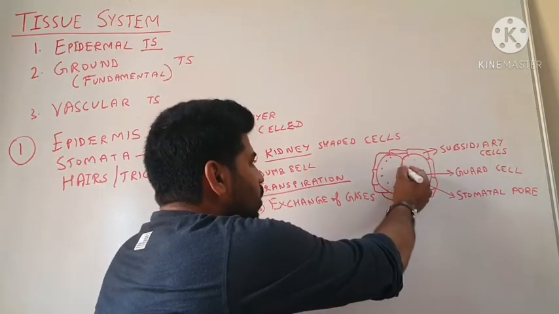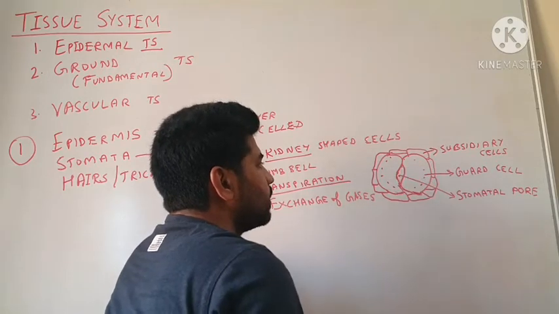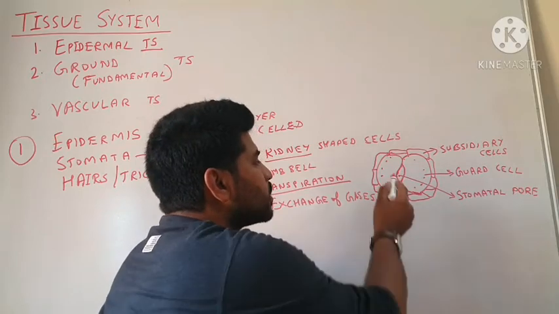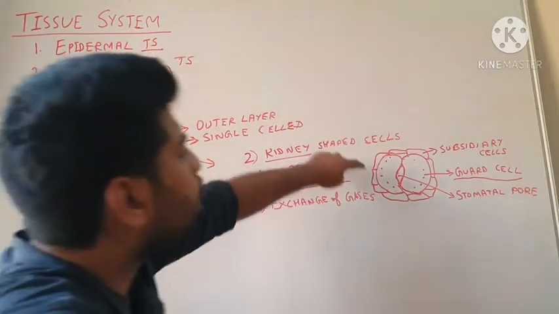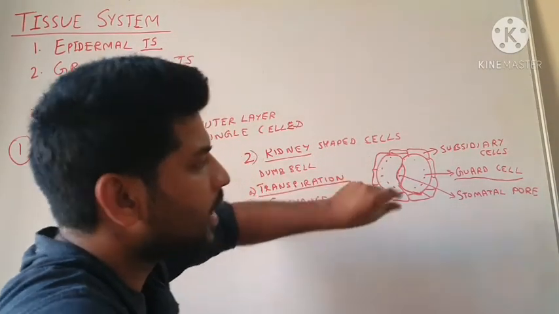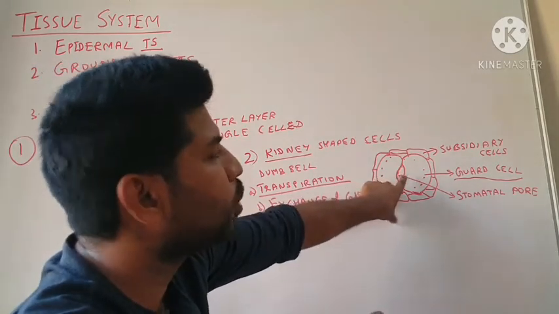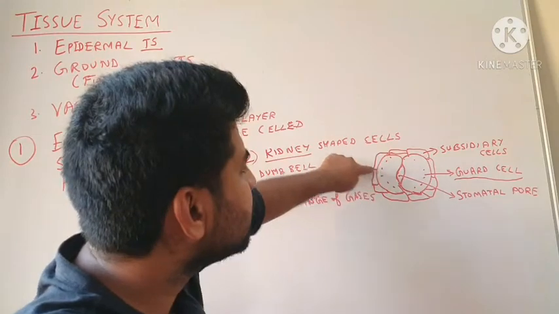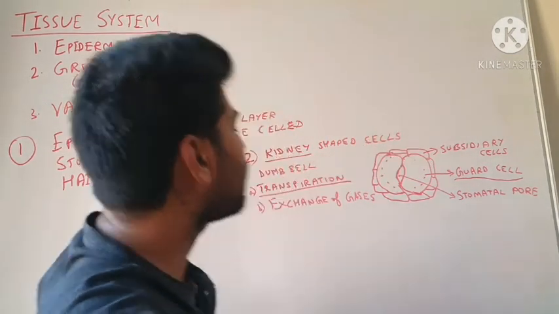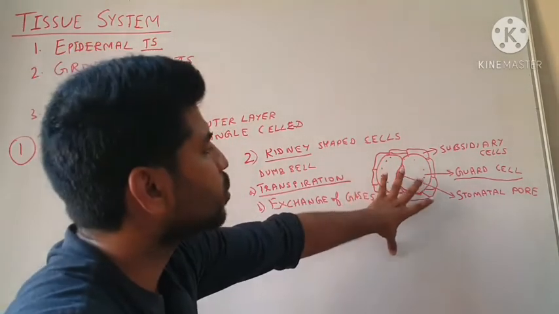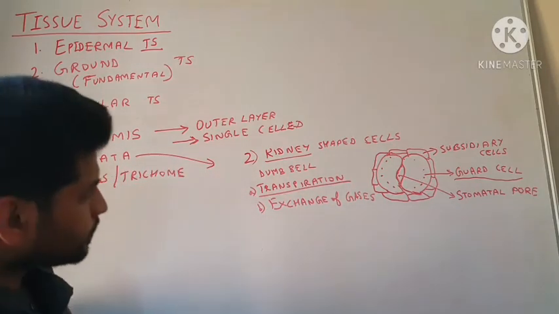The opening and closing of the stomata is controlled by the guard cells. When water enters the guard cells, they swell, and the stomatal pore will open. When the guard cells lose water, they shrink, thus closing the stomatal pore. So opening and closing of the stomata is controlled by the guard cells. This is the main function of the stomata.